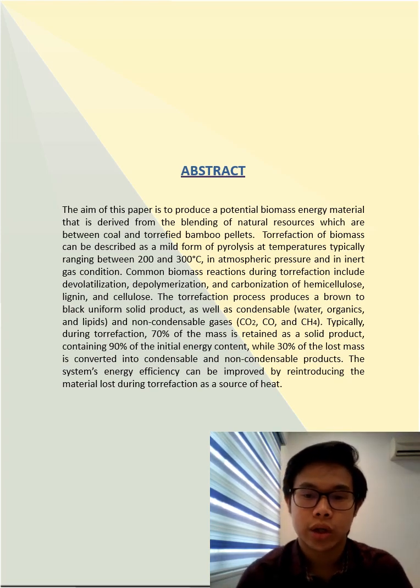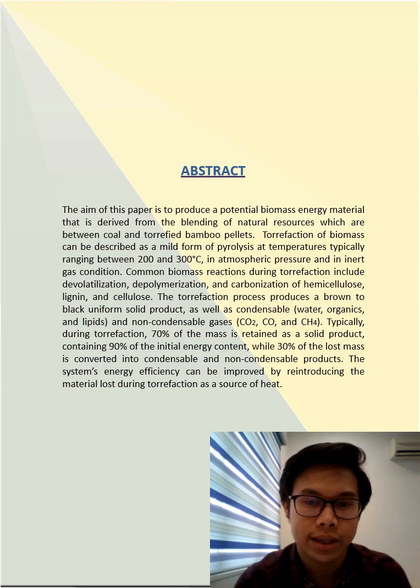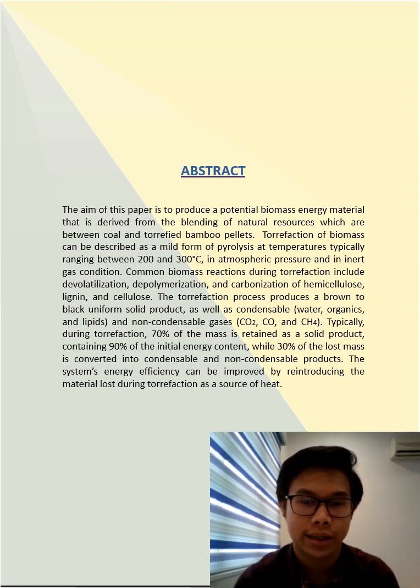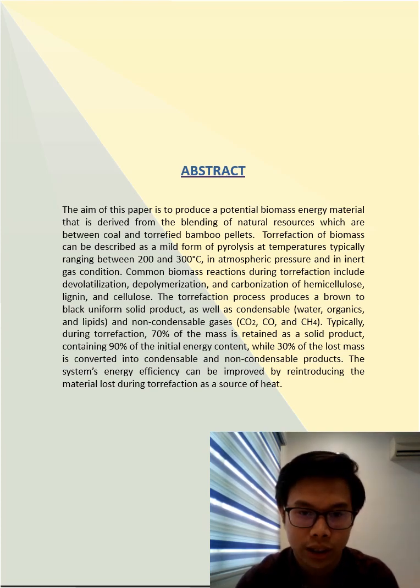Next, the torrefaction of biomass can be described as a mild form of pyrolysis at temperatures typically ranging between 200 and 300 degrees Celsius in atmospheric pressure and an inert gas condition. This is the optimum temperature and optimum condition for the torrefaction process to occur.